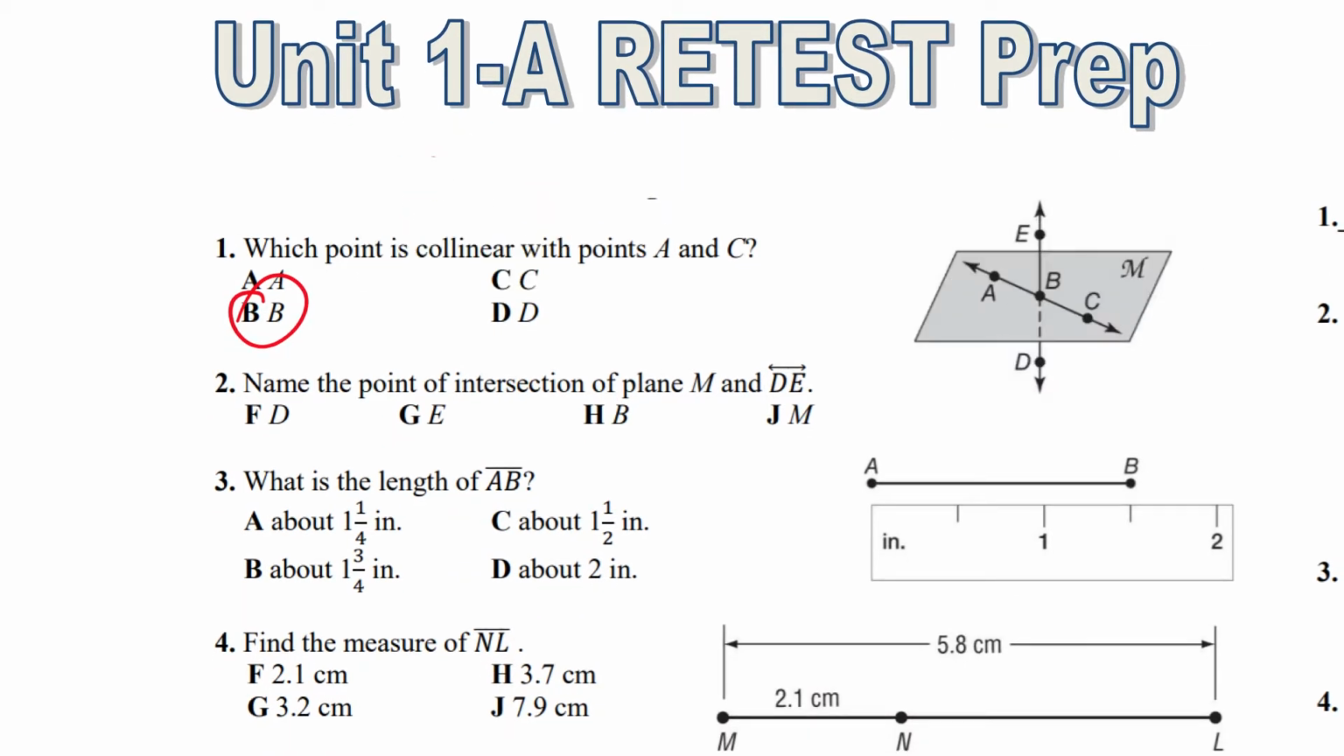Number two says, name the intersection. What does intersection mean? It means where it crosses. So where does line DE cross with plane M? So here's plane M, here's line DE. Good, it hits it right there at point B. That's where that line goes right through that plane, so at point B.